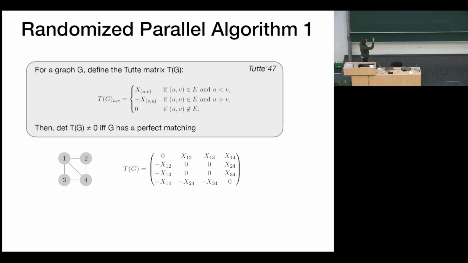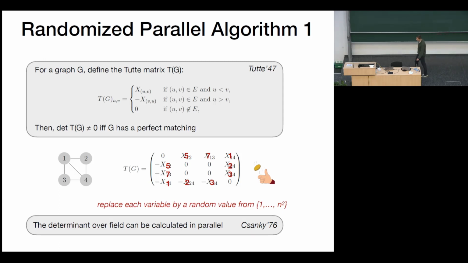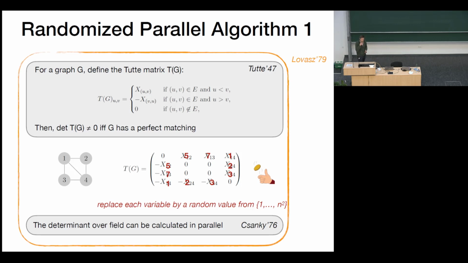What is important here is that the determinant is not identical to 0 if and only if the graph has a perfect matching. So now we know how to solve this. We just plug in random values. And it turns out that you can calculate the determinant in parallel. That was a result by Csanky in '76. And this is the algorithm by Lovász from '79. So you take the Tutte matrix, you plug in random values, you can calculate the determinant in parallel. So you can check whether the graph has a perfect matching or not.